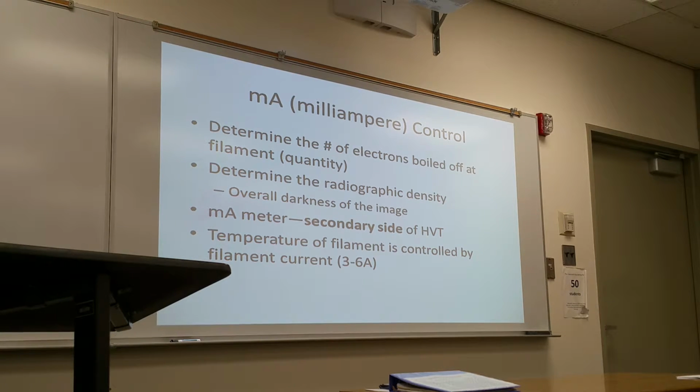And again, there's a meter that determines how much mA flows through at one point. That's built into the X-ray imaging system, and this mA meter is located on the secondary side of the high voltage transformer. As I mentioned earlier, in order for thermionic emission to occur, the filament needs to have at least 3 to 6 amps going through it for thermionic emission to occur.